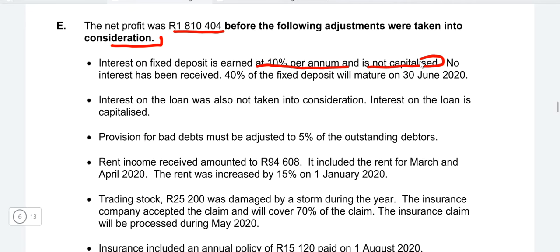When they are saying that interest is not capitalized, they simply mean that interest is not added to the fixed deposit balance after it matures. Okay, and here they're saying that no interest has been received, so we have not received any interest. And then remember, here they're telling us that this interest is earned at 10% per annum.